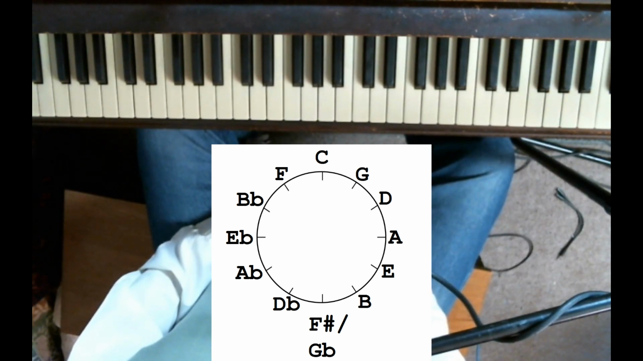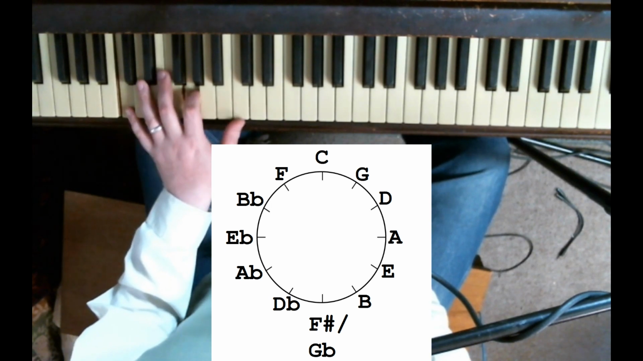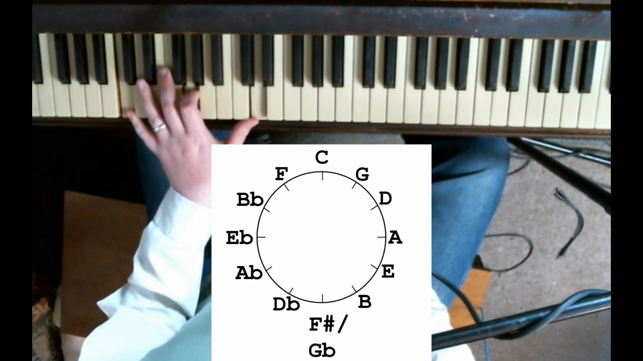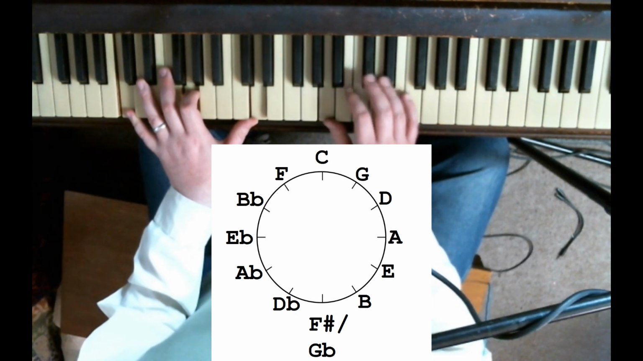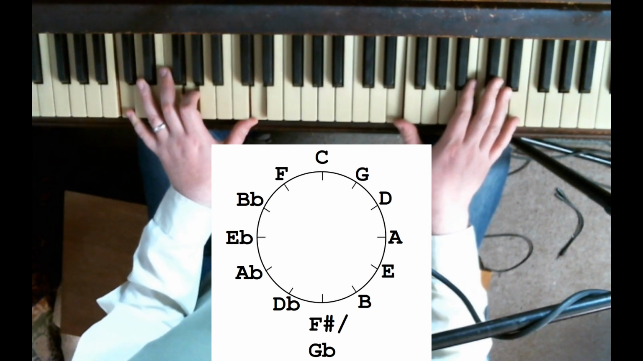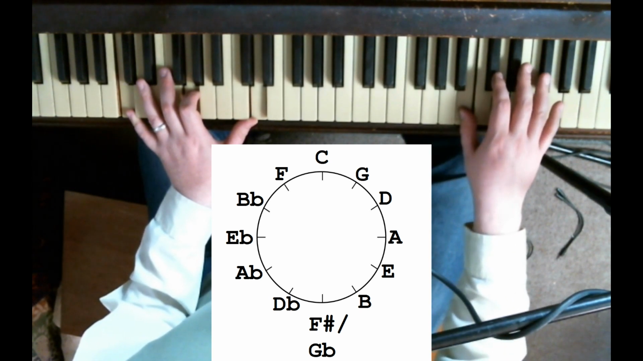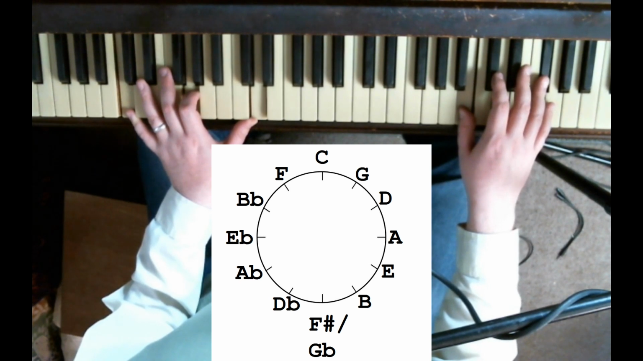Okay, let's try going all the way around the circle in either direction now. So a fifth above C is G. And then a fifth above G is D. And a fifth above D is A. And then a fifth above A is E. And a fifth above E is B. And then a fifth above B is F sharp. And now we're going to need to convert this F sharp to a G flat to keep going through the flat keys.